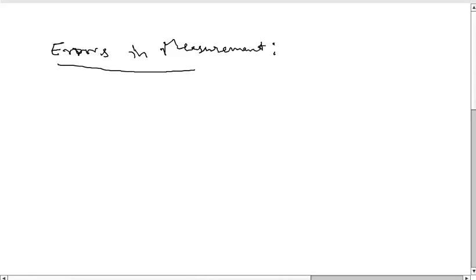But first of all, let us understand what errors are. So the name of the topic is errors in measurement. I feel so embarrassed now writing on this, because my writing is so bad here, and my writing is extremely good on the whiteboard, which I write in my class. But I guess you can manage to understand, right?